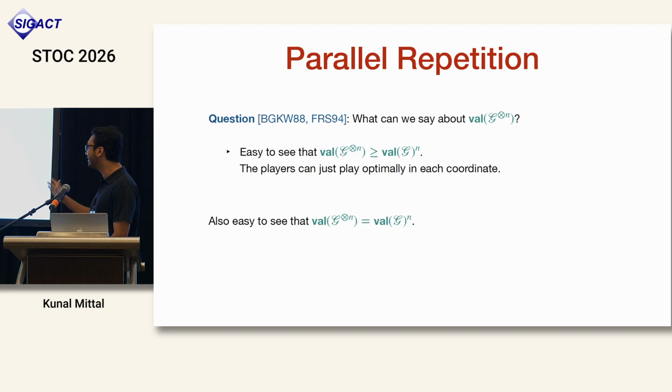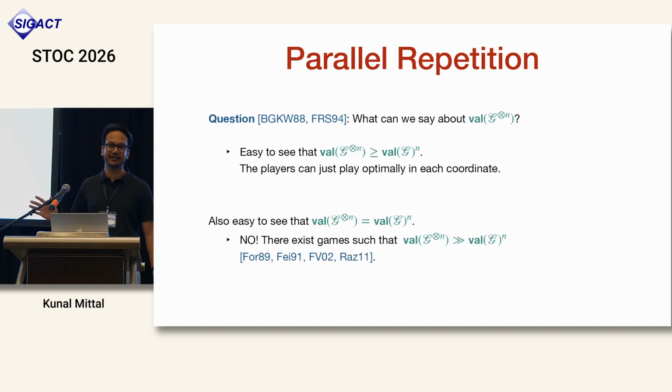And while one is very tempted to say that this obviously is true, it turns out that this is false. In fact, some of the earlier papers even claim this to be true. And there are very simple counterexamples. You can show that there are games where value of G to the n is much higher than value of G to the power n.